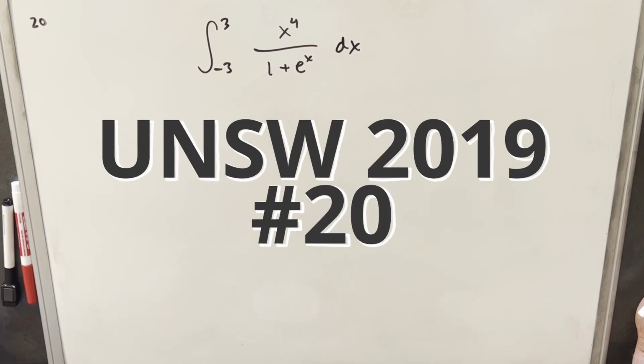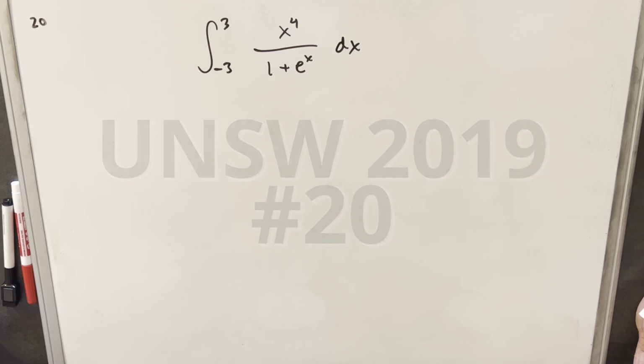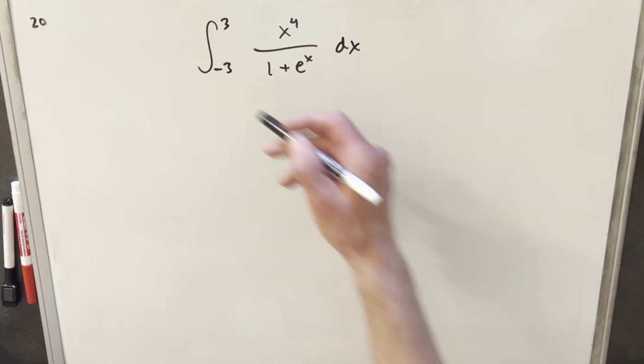Hey, I've got another problem here today from the UNSW Integration Bee 2019. This one was problem 20. We have the integral from -3 to 3 of x to the fourth over 1 plus e to the x dx. Okay, I thought this one was really interesting. I like these kinds of problems with the symmetry of the bounds.